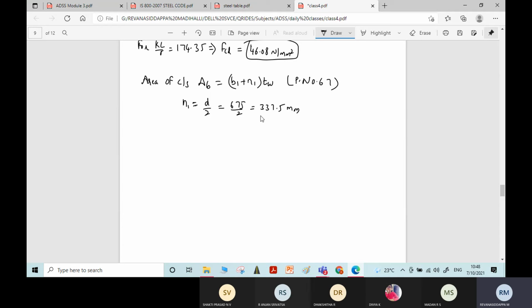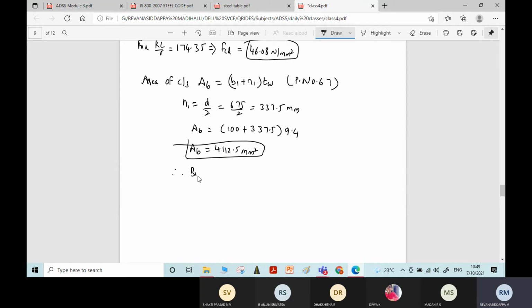B1 is known, TW thickness of web is known, substitute. Therefore, AB is equal to B1, which is 100, plus N1, which is 337.5, into TW, thickness of web, which is 9.4. By this, you will get the area of web subjected to buckling: 4112.5 mm square.